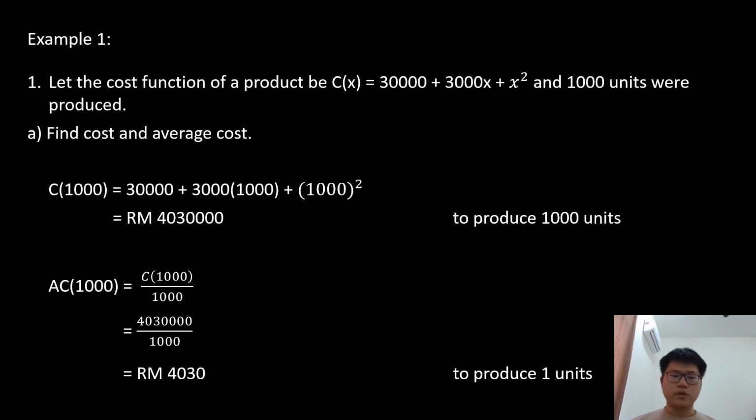So in this example, let the cost function of a product be 30,000 plus 3,000x plus x squared, and 1,000 units were produced. Find the cost and average cost. The question already gives us the cost function, so we just substitute 1,000 into it to find out how much money we need to produce 1,000 units. For the average cost function, we just divide it by the number of items to find out how much money we need to produce 1 unit, which is RM 4030.